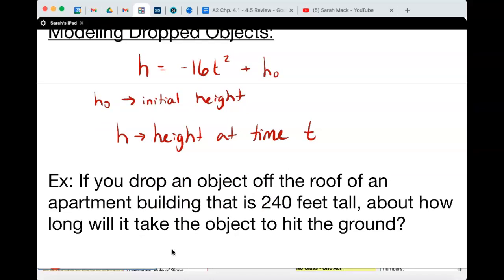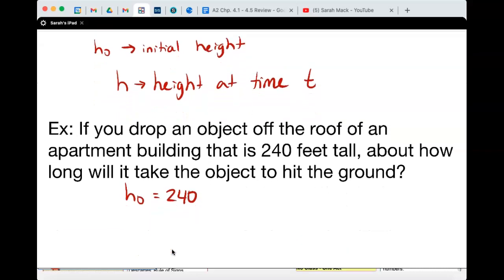Okay. So if you drop an object off the roof of an apartment building that is 240 feet tall, about how long will it take the object to hit the ground? Yep. So your initial height is 240. Right. So h naught is 240. That's the height at which I toss it off. So my equation is h equals negative 16t squared plus 240.